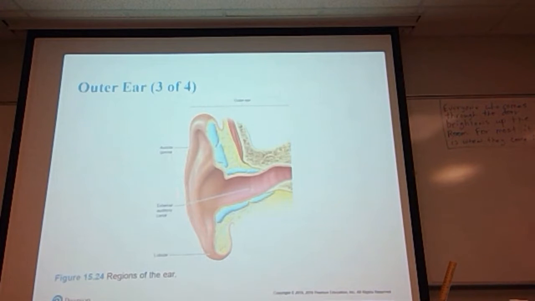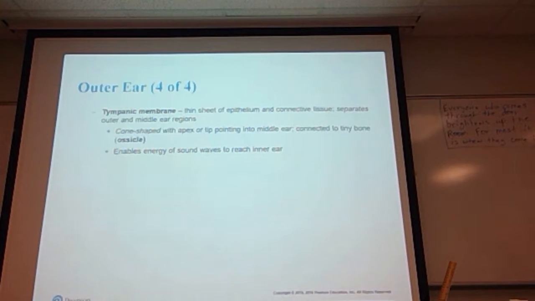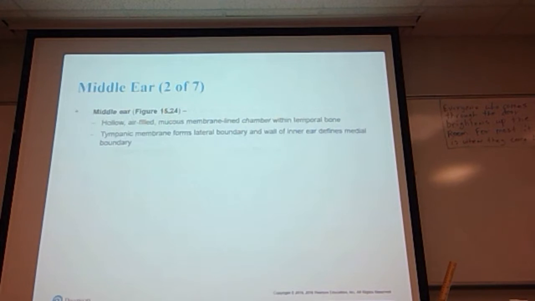Again, this is the outer ear. There's the pinna, the lobe, again, primarily fatty tissue, external auditory canal. The tympanic membrane is a thin sheet of epithelium and connective tissue, separates the outer and middle ears. It is somewhat cone-shaped with an apex or tip pointing into the middle ear. It's connected to the tiny ear bone or the ossicle. It enables energy of sound waves to reach the inner ear. It vibrates, and that's what starts moving the little bones of the ear, which give us our ability to hear.